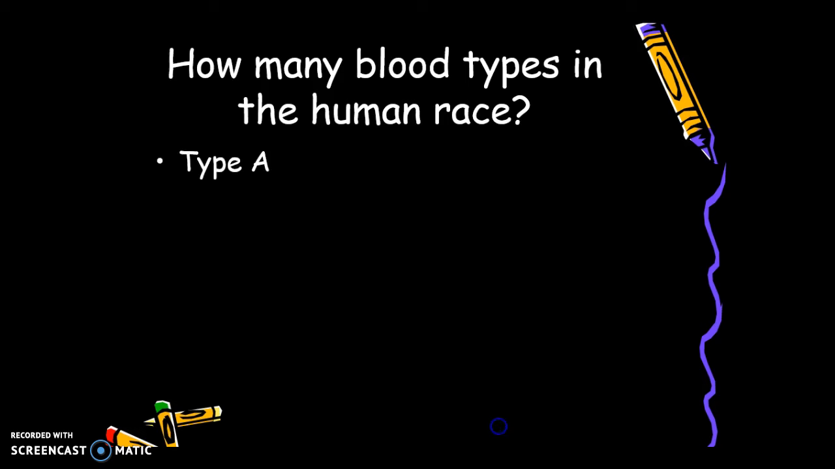How many blood types? We talked about that today. There's 4 blood types in the human race. Type O is considered the universal donor. Type AB is considered the universal receiver.